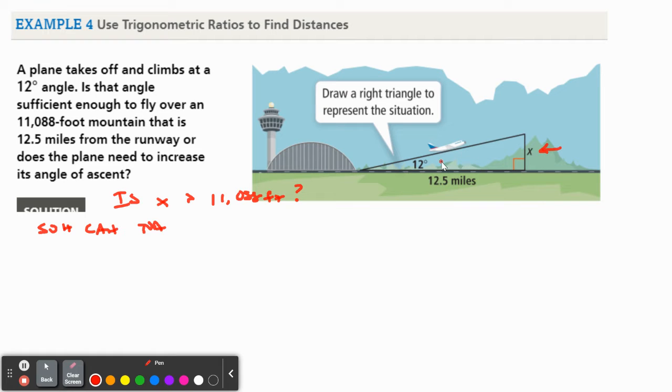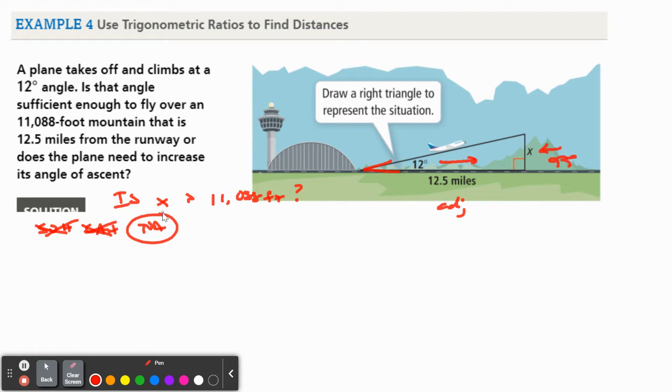Well, I need to find x. X is across from 12. That means that x is the opposite side. And then this 12.5, which helps make the 12, is the adjacent side. So the hypotenuse, which is the flight of the airplane, we're not going to use. So if we're not using the hypotenuse, watch what I do here. We're not using hypotenuse. It has to be tangent. So that's how you eliminate, right?